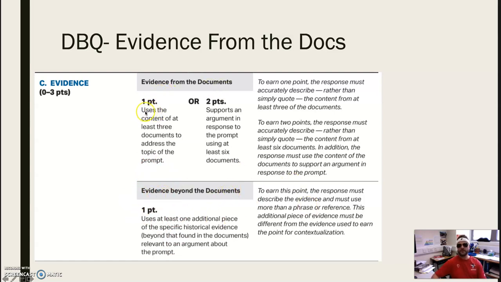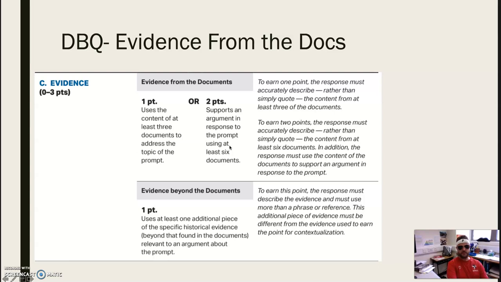All right, number 1, uses the content of at least 3 documents to address the topic of the prompt. We don't really want to pay attention to that one. We want more than 1 point. We want the 2 points. This is easy 2 points. So 2 points is supports an argument in response to the prompt using at least 6 documents. And so all you have to do to get 1 point is to just address 3 documents. Just bring them up, right? If you just use the content at all, you get 1 point. But if you want the 2 points, you need to support an argument in response to the prompt of at least 6 documents, all right? So that's what we want to do. We want to be able to support an argument of at least 6 of the documents.